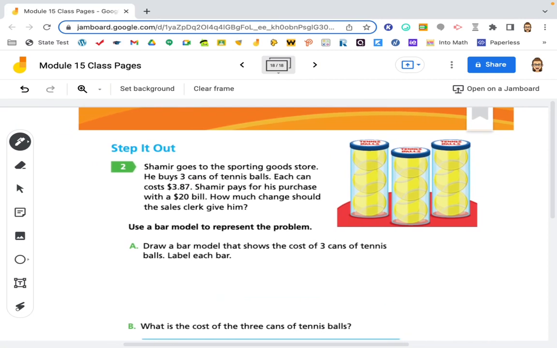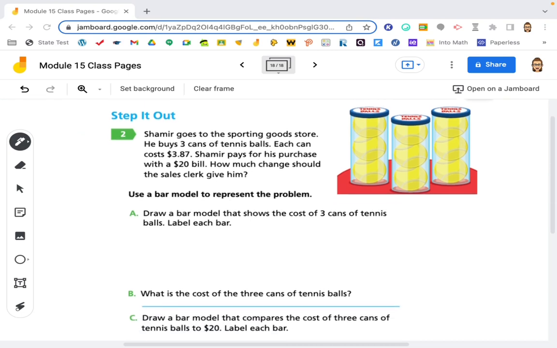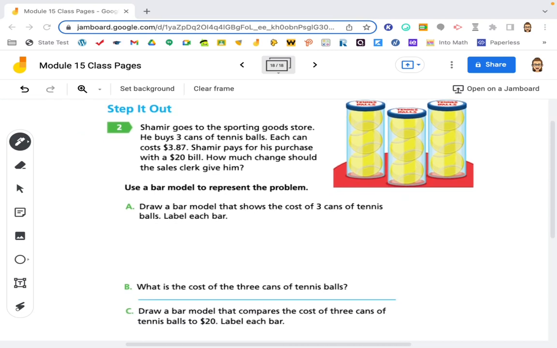So the next problem says, Shamir goes to the sporting goods store. He buys 3 cans of tennis balls. Each costs $3.87. Shamir pays for his purchase with a $20 bill. How much change should the sales clerk give him? Use a bar model to represent the problem. Draw the bar model that shows the cost of 3 cans of tennis balls and label each bar.